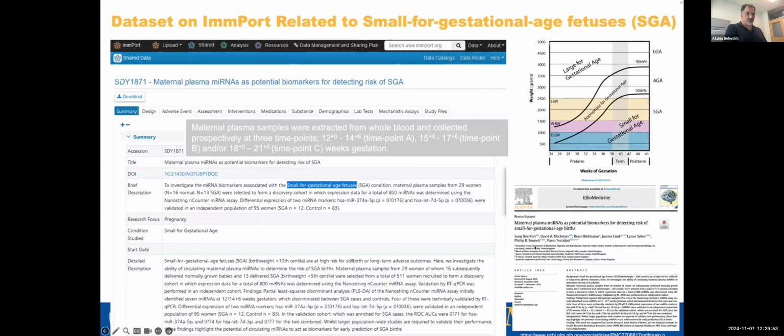So this group put out a really nice paper working on how the microRNAs during the gestational period might be predictive, or might show potentially why this could predict whether you're going to get this potential risk of SGA or not. So this was nice for that.